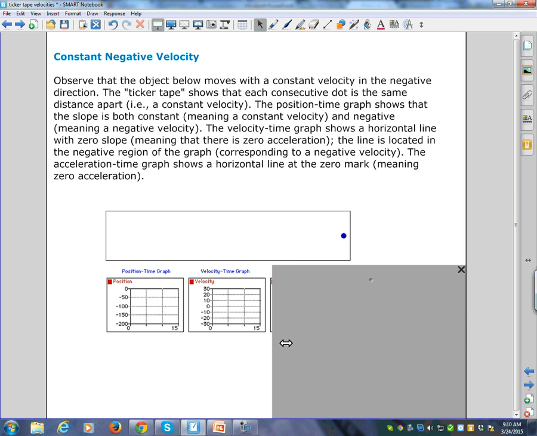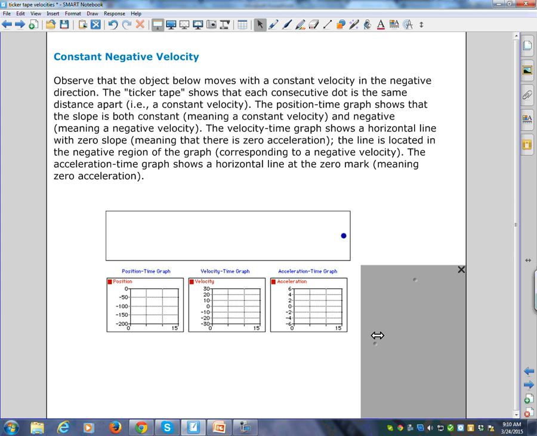Acceleration time graph? Flat at 0, right? Did you know that? Give yourself a silent pat on the back. Hooray for you.